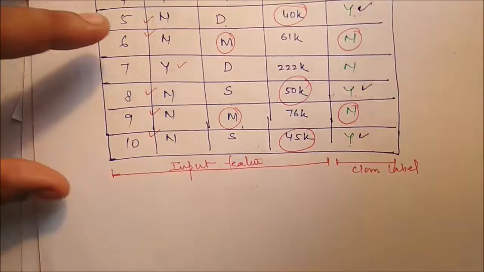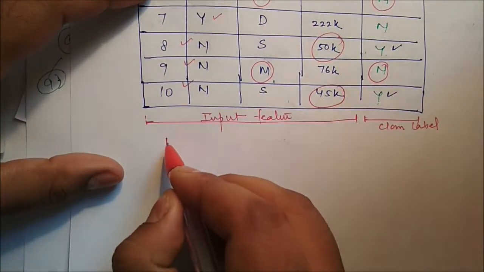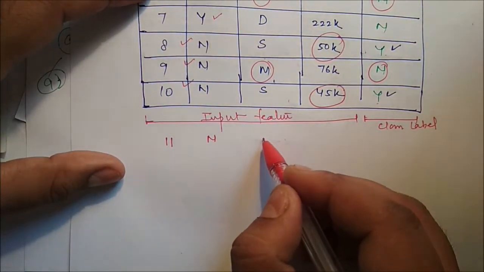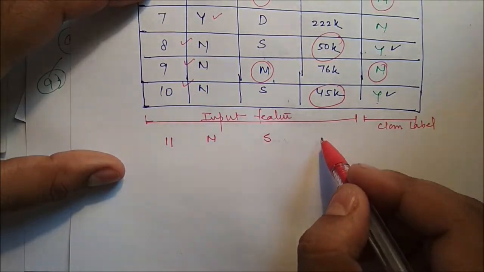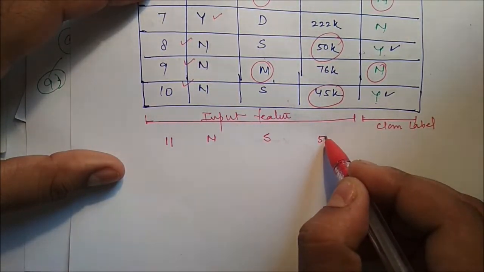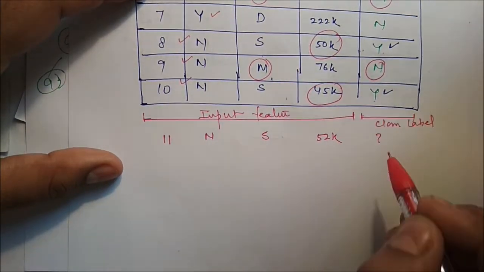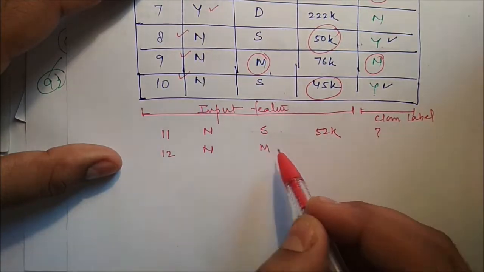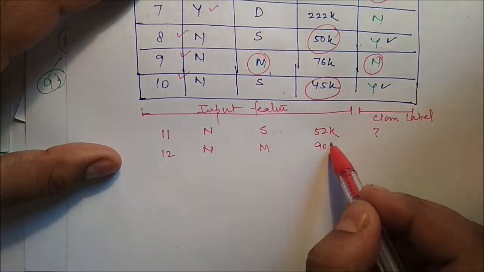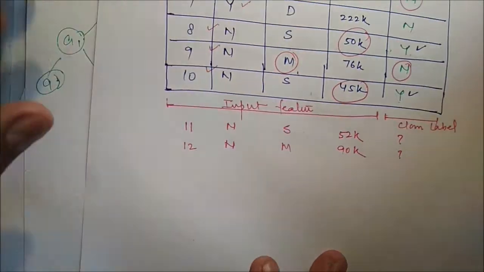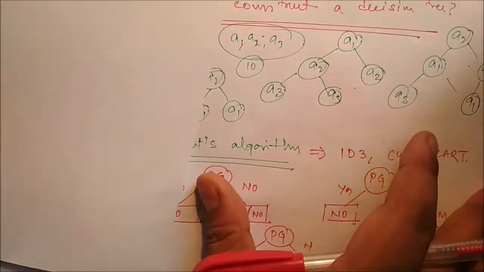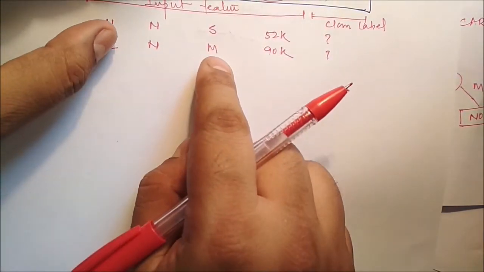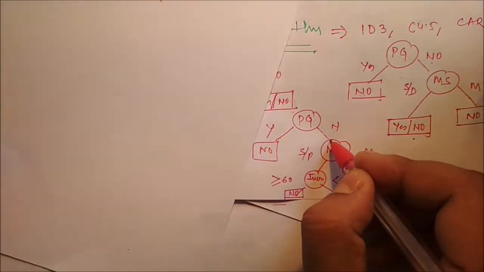Now if a new customer comes into the picture, suppose customer ID 11, postgraduate no, marital status single, and income 52,000. We want to predict the class label. Similarly, another customer, postgraduate no, married, and income 90,000. We want to know the class label. So we have to see the final table. Postgraduate is no. We have to follow this particular path.